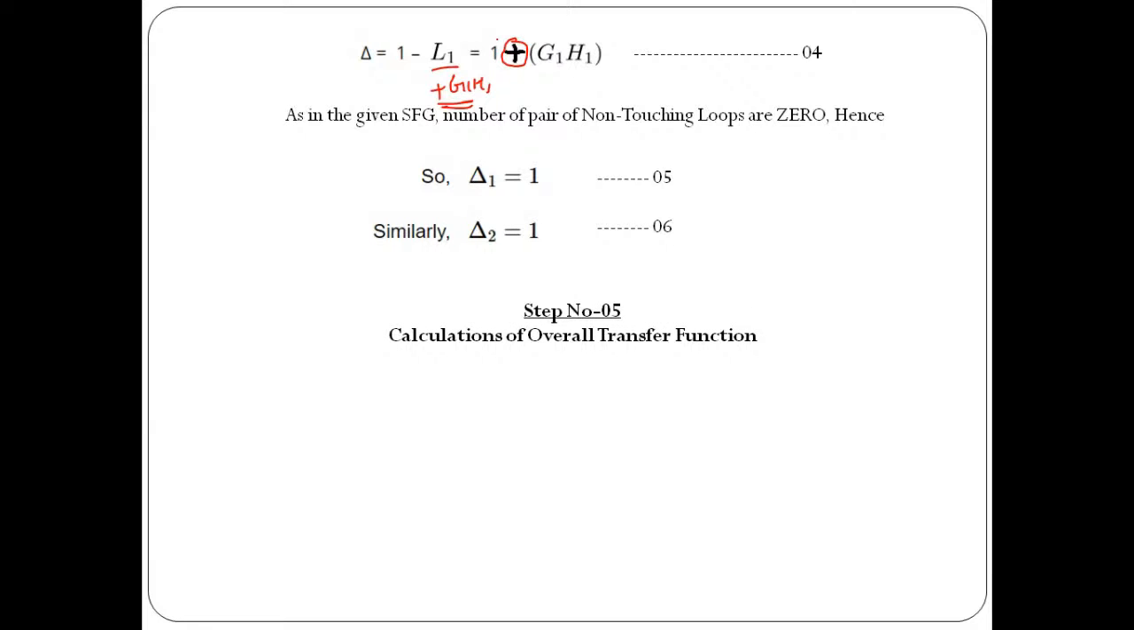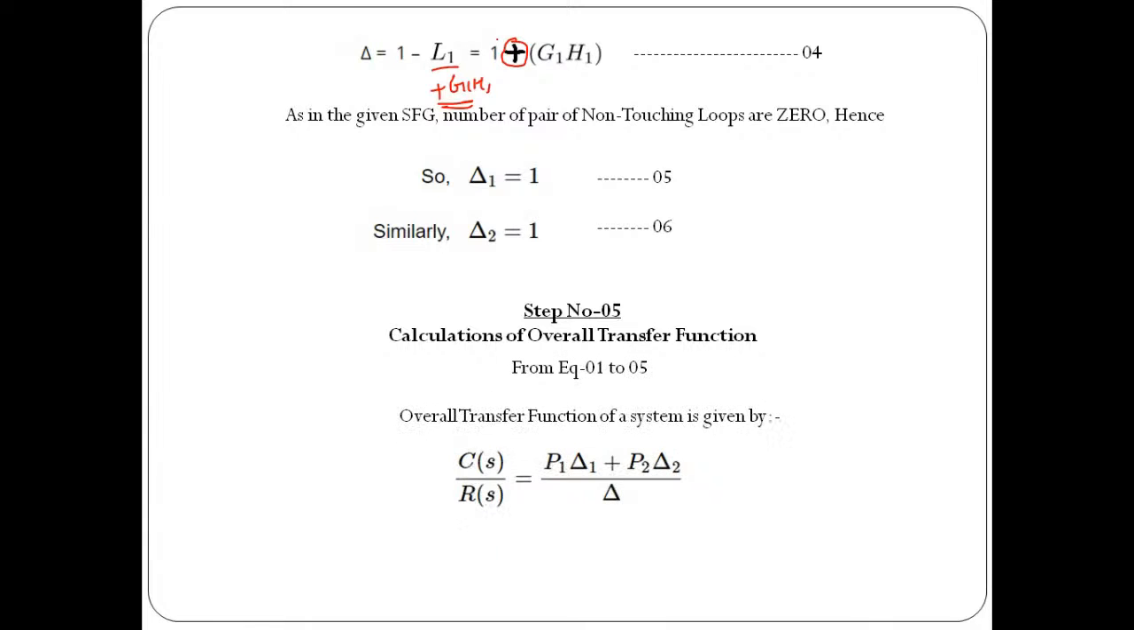Now we can find out the overall transfer function of the system. Apply Mason's gain formula, P1 delta 1 plus P2 delta 2 divided by delta. Put the values of P1, P2, delta 1, delta 2, and delta over here. Because delta 1 and delta 2 are nothing but 1, P1 and P2 are nothing but G1 and G2, and delta is 1 plus G1 into H1, this will be your final answer.